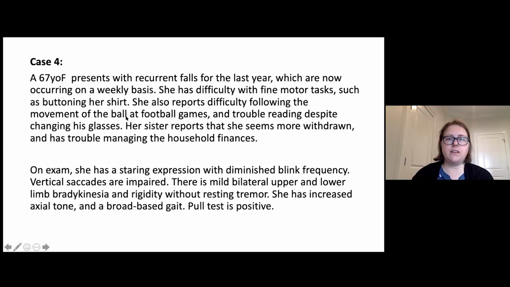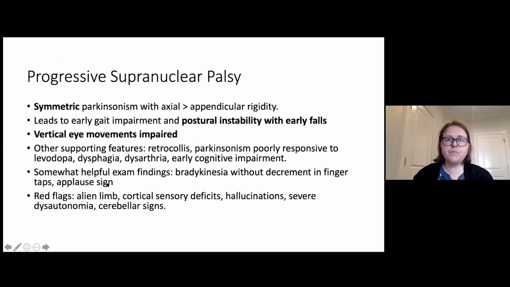So she is having constant falls despite being early in the course of her symptoms, and that is a real tip-off to the fact that this is more than idiopathic Parkinson's disease. The other tip-off is this difficulty following the movement of the ball and trouble reading with impaired vertical saccades. So this is progressive supranuclear palsy. It is one of the 4 atypical Parkinson's syndromes, and unfortunately, I don't have time to go through all 4. So I've chosen this one as the most common of the atypical Parkinson's syndromes.